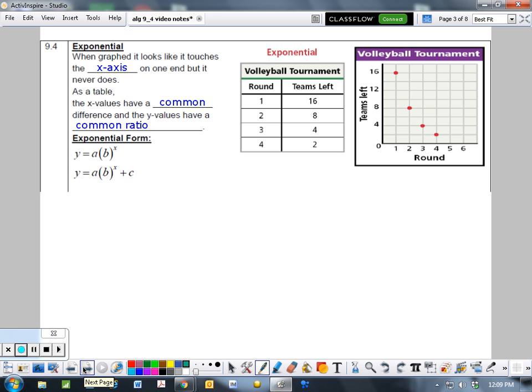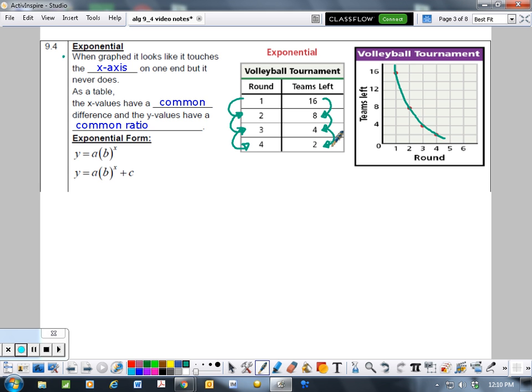Okay, exponential function. When it's graphed, it looks like it's going to touch the x-axis on one end, but it never truly does. This one looks like an exponential decay, so it's coming down and getting closer and closer to that x-axis, but it never really touches it. As a table, the x values have a common difference, but these have a common ratio. Each time I'm dividing by 2, which is really multiplying by 1/2. And so I get that common ratio.